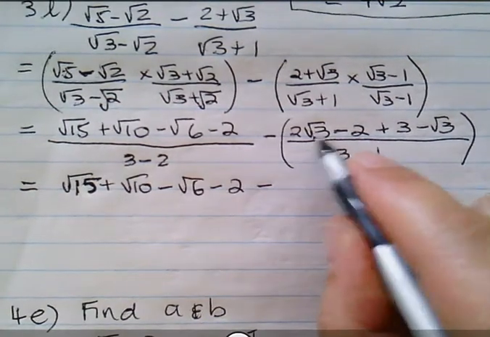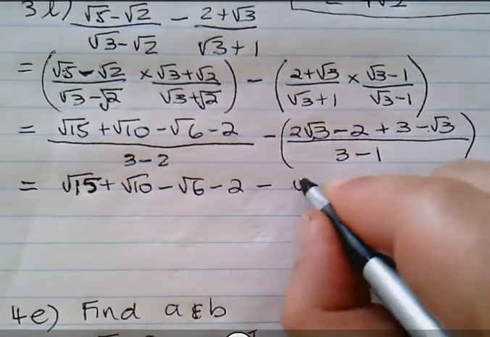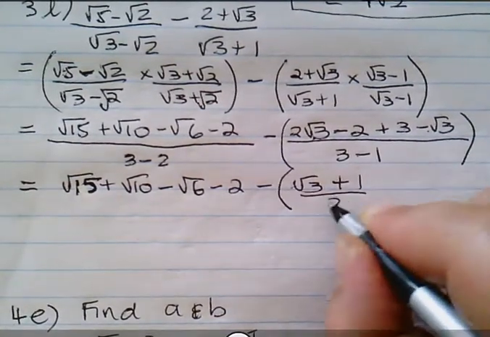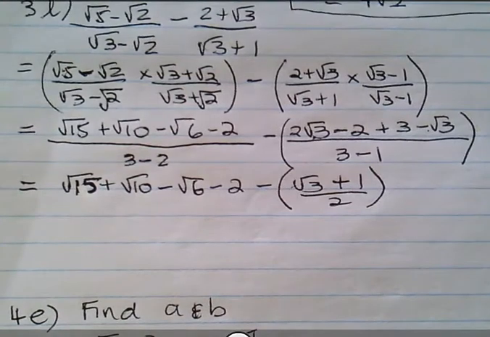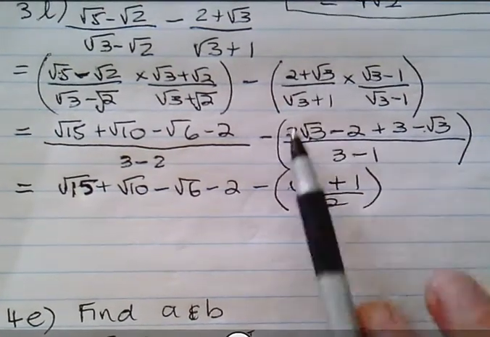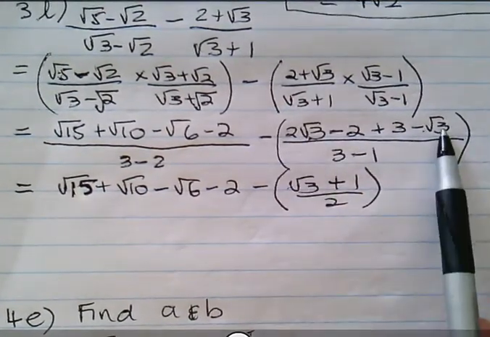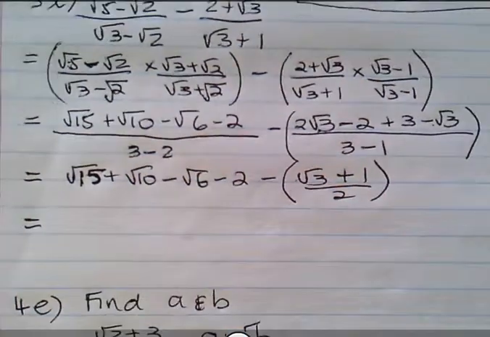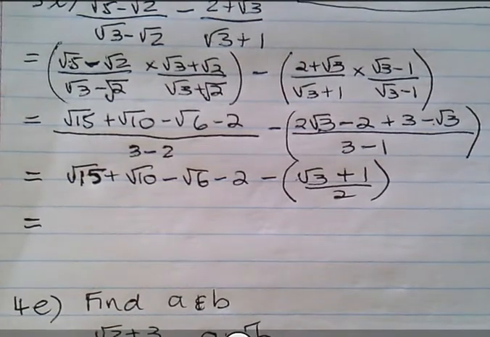So what have I got? 2 root 3 minus root 3 is root 3. What have I got here? Plus 1 over 2. Are we okay? Minus all of this. Keep it in brackets. I've got root 3 plus 1 over 2. What should I do now? I want to write this as one fraction.